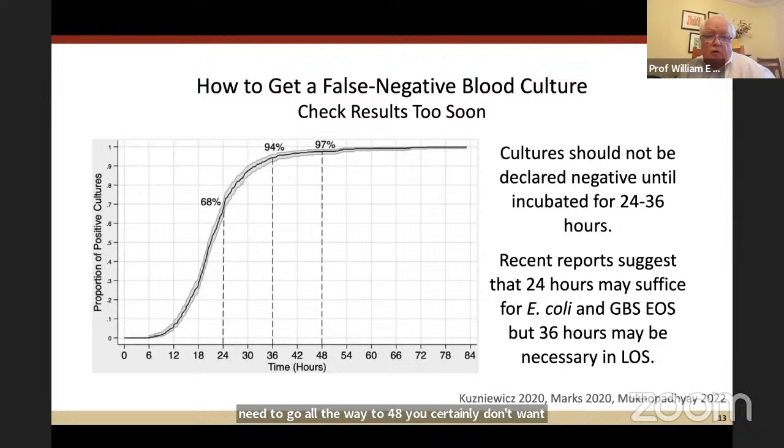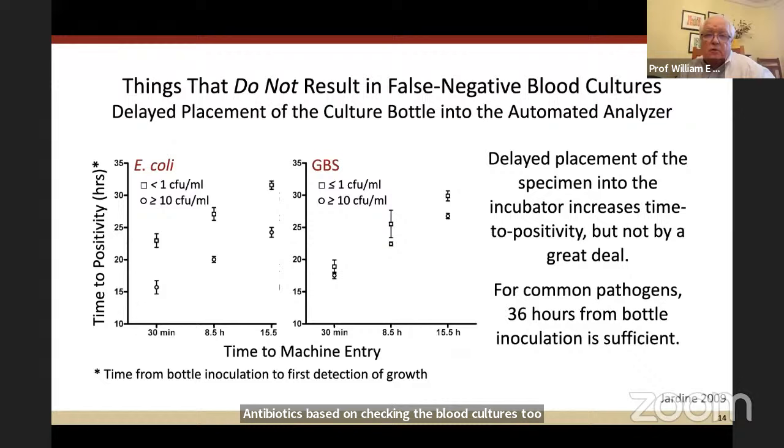There are some things that do not result in false negative blood cultures, and there's a lot of belief that these things may do so, so I'll address those briefly right now.